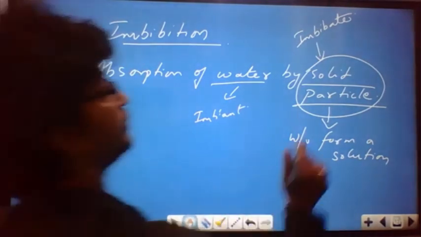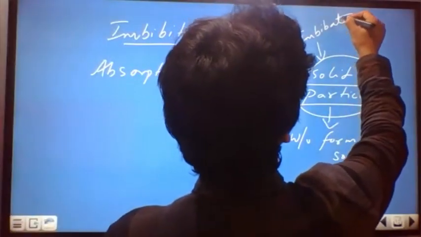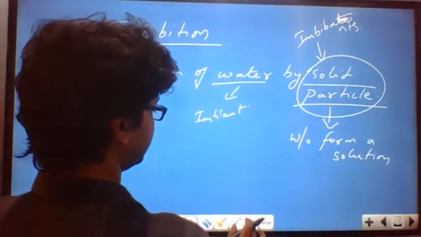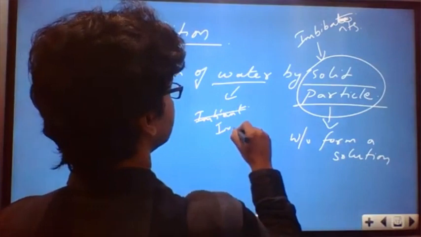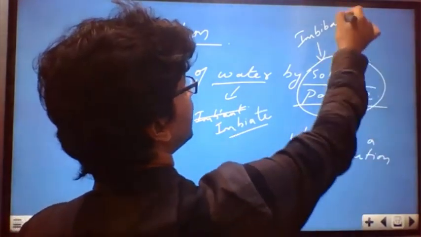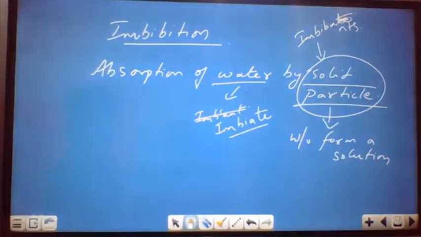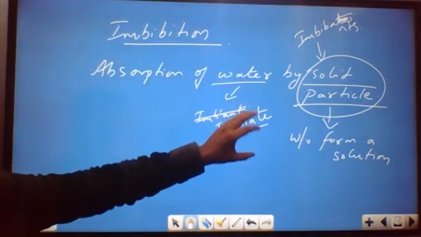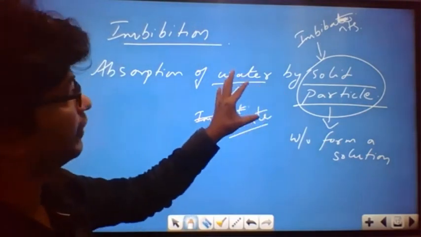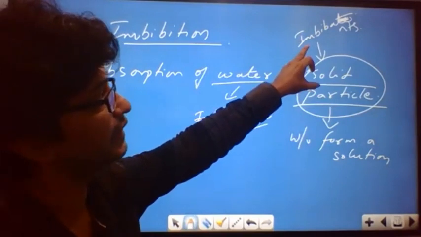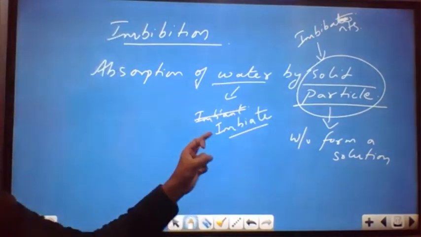Okay, this is imbibant. Sorry guys, this is imbibant and this is imbibate. The water which is getting absorbed is called the imbibate, and the solid particles we call the imbibant. Okay, fine. So the absorption of water by solid particles without forming a solution is called imbibition.